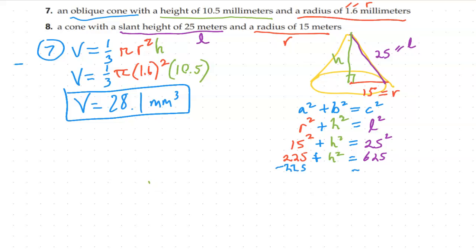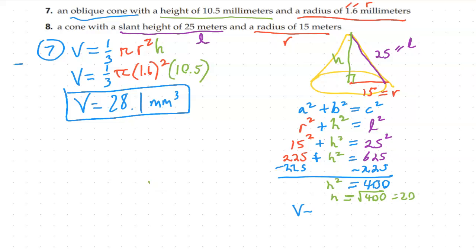So then I'm going to go ahead and subtract 225 from both sides. Which gives me 400 is equal to the height squared. So that means the height is equal to the square root of 400, which is 20. Okay, so now I have everything I need to find the volume.